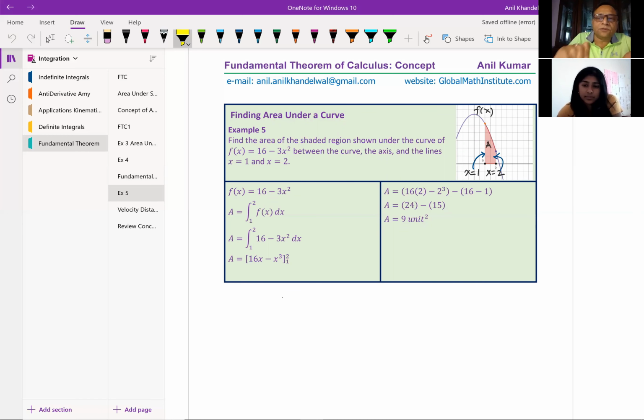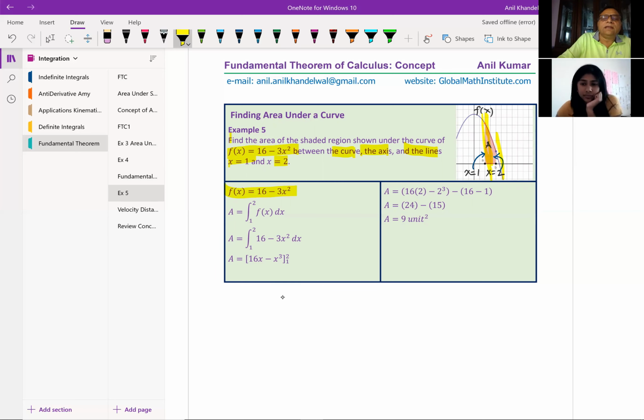Example 5 is utilizing what we just learned. Find the area of the shaded region shown under the curve of the function 16 minus 3x squared, between the curve, the x-axis, the lines x equals 1 and x equals 2. So those are your two boundaries. Note that it is all the positive portion of the curve which we are talking about.